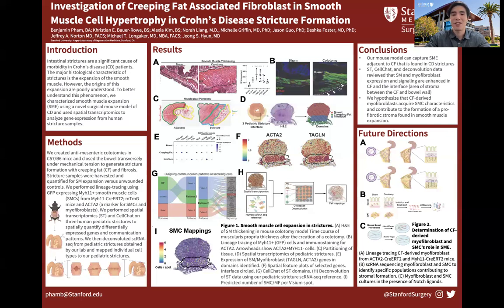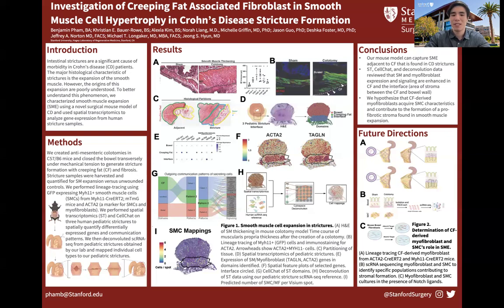By deconvoluting our single-cell RNA data with our spatial data, we found further evidence that smooth muscle cells and myofibroblast-like cell populations exist in the interface. From these results, we hypothesized that creeping fat-derived myofibroblasts may be acquiring smooth muscle-like characteristics and contributing to the expansion of smooth muscle in strictures.